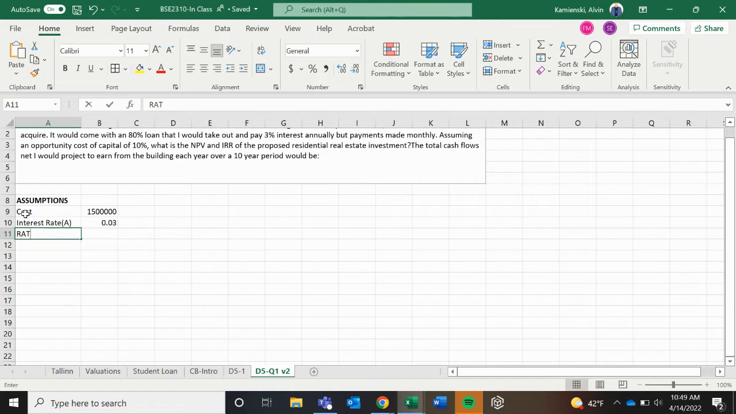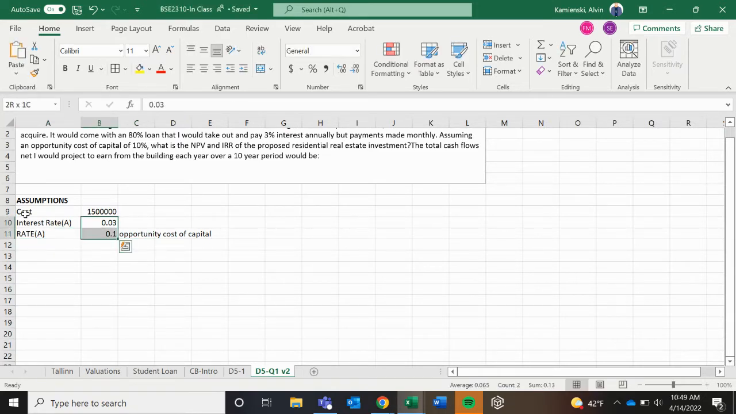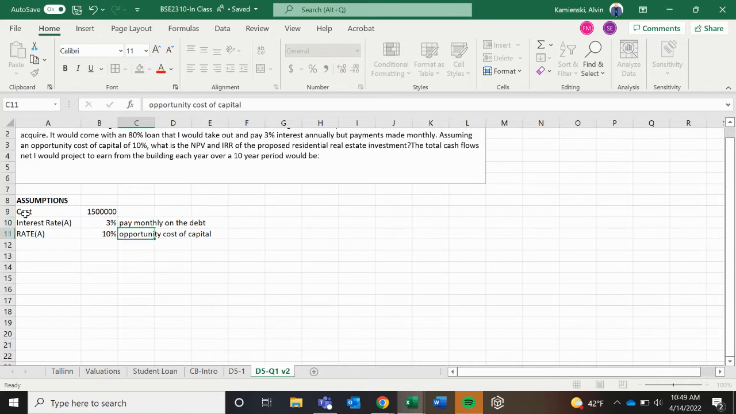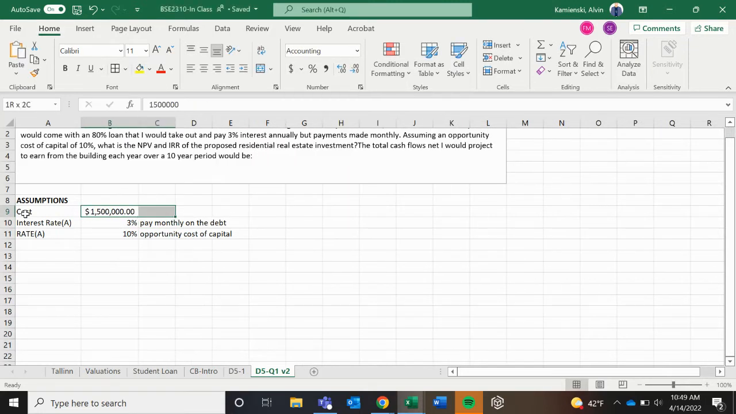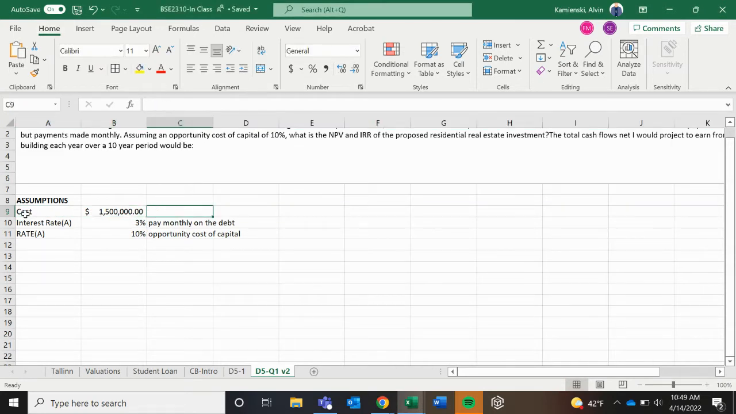We are going to assume an interest rate for opportunity cost of capital. As discussed, whenever we think about that, we think about that in annual terms. So that's my label there for the A on the interest rate that we're going to pay monthly on the debt to be able to try and buy, make this bigger for us, a $1.5 million building.